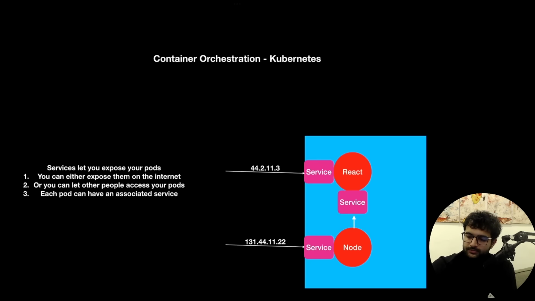Let's see how. Services and ingress let you expose your pods. You can either expose them on the internet, or you can let other people access your pods, as in one pod access the other pod. Each pod can have an associated service. So first of all, why do you even need this thing called service, Harkirat? If a pod starts, why isn't it automatically exposed? Why doesn't it have an IP associated with it? When it starts, why do you need to specifically create this thing called a service?